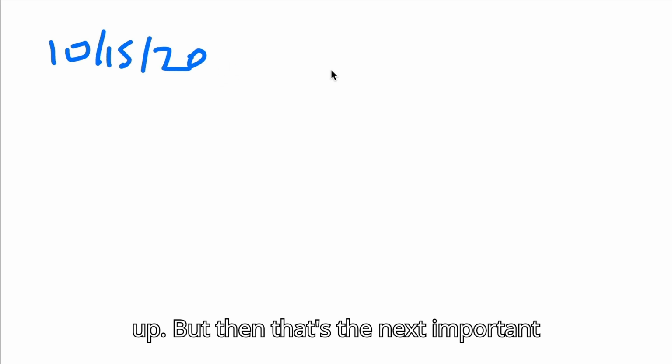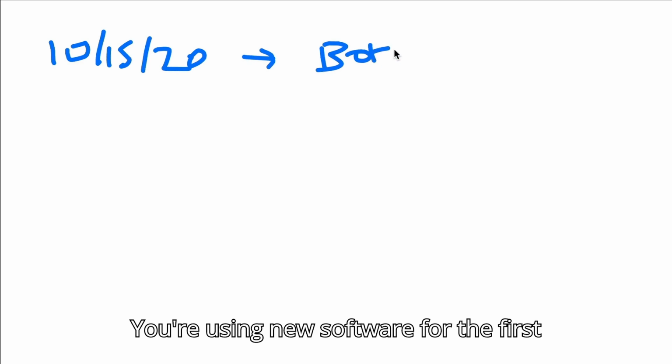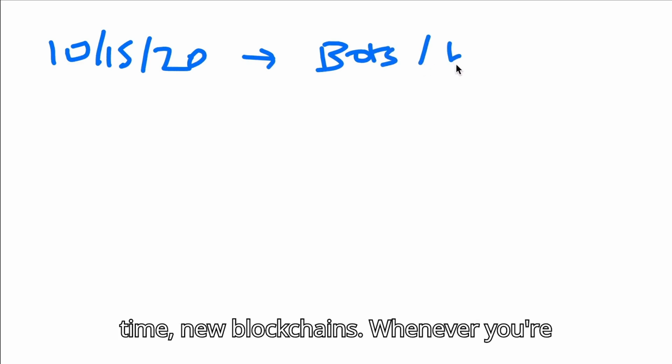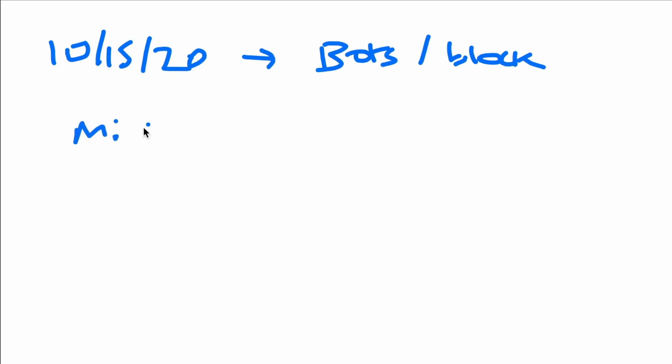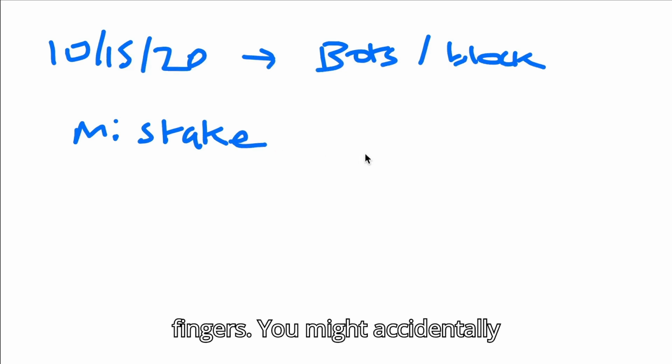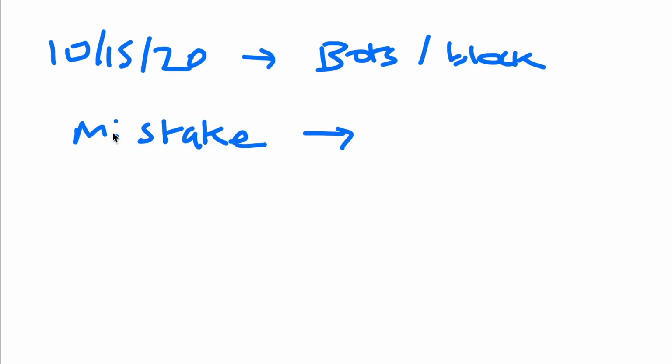But then that's the next important thing. You might start using bots. You're using new software for the first time, new blockchains. Whenever you're doing something new, the chance of making a mistake is high. The chance of sticky fingers, heavy fingers, is high. You might accidentally click the button that says 10 sol rather than 1 sol, and then you're in trouble.